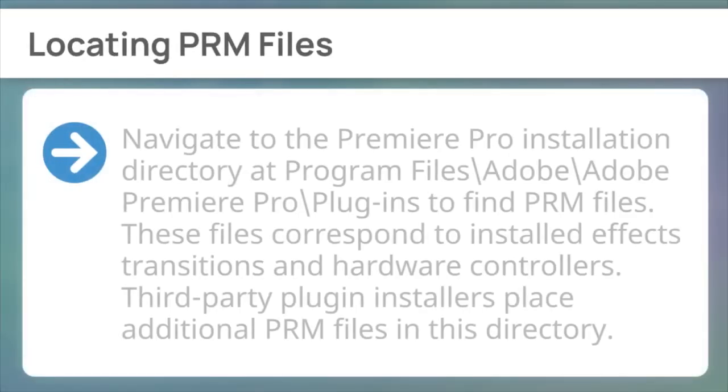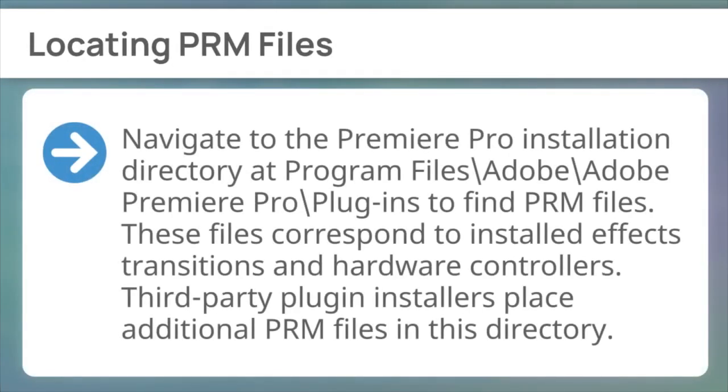First, locating PRM files. Navigate to the Premiere Pro installation directory at Program Files Adobe, Premiere Pro, plugins to find PRM files. These files correspond to installed effects, transitions, and hardware controllers. Third-party plugin installers place additional PRM files in this directory.